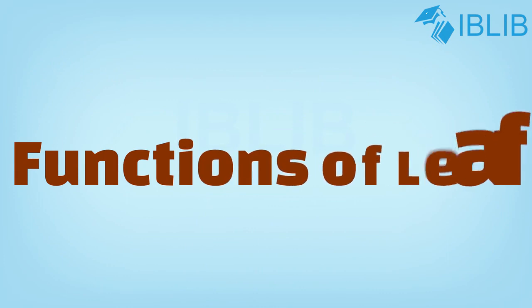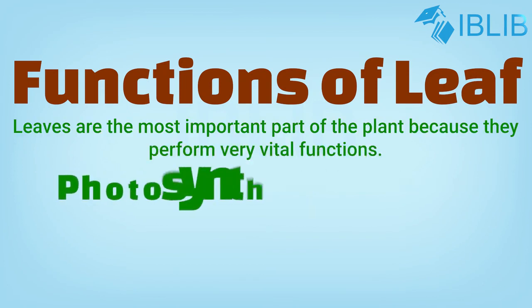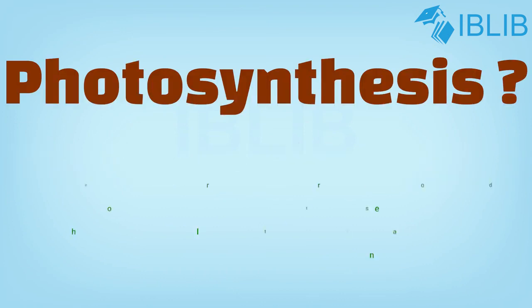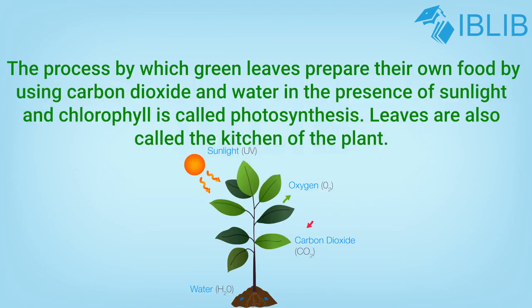Function of leaf. As I have told earlier, leaves are the most important part of the plants because they perform very vital functions. These are photosynthesis, gaseous exchange and transpiration. So what is photosynthesis? The process by which green plants prepare their own food by using carbon dioxide and water in the presence of sunlight and chlorophyll is called photosynthesis. Photosynthesis is basically a food making mechanism that happens in leaves. Leaves are, you can say, the kitchen of the plant. They make food for the plant.